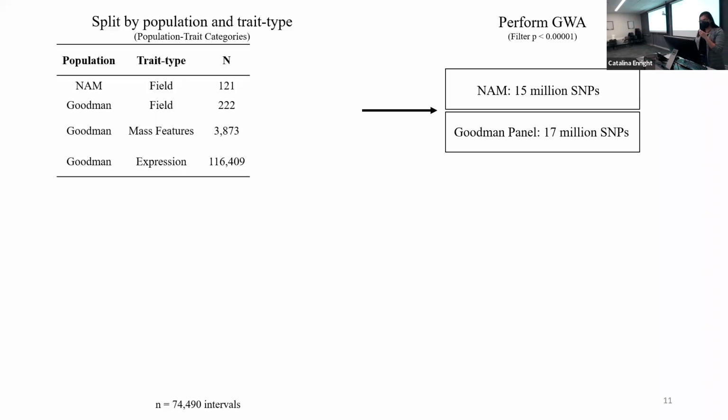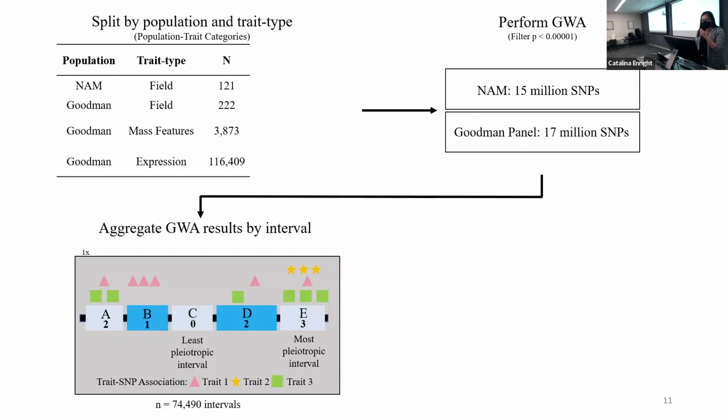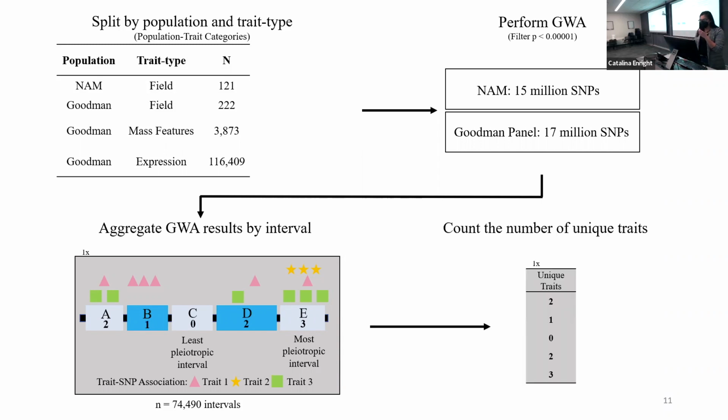We then perform GWAS within those populations, and then aggregate those results by interval. For example, here we have 74,000 intervals genome-wide, and our unique trait SNP associations are those different shapes. For interval A, we have 2 unique traits mapping to it, so we mark it as 2. For interval B, we have 1 unique trait mapping to it, so we count it as 1. We do that for the rest of the intervals genome-wide, and then we get a count of the number of unique traits that map to each interval genome-wide.